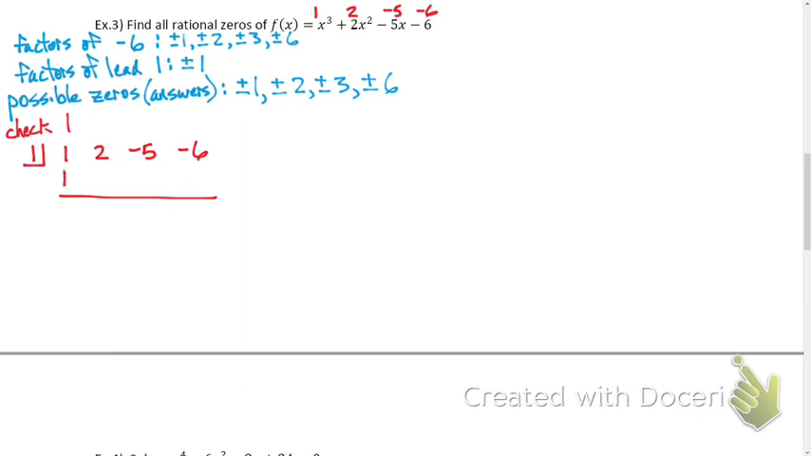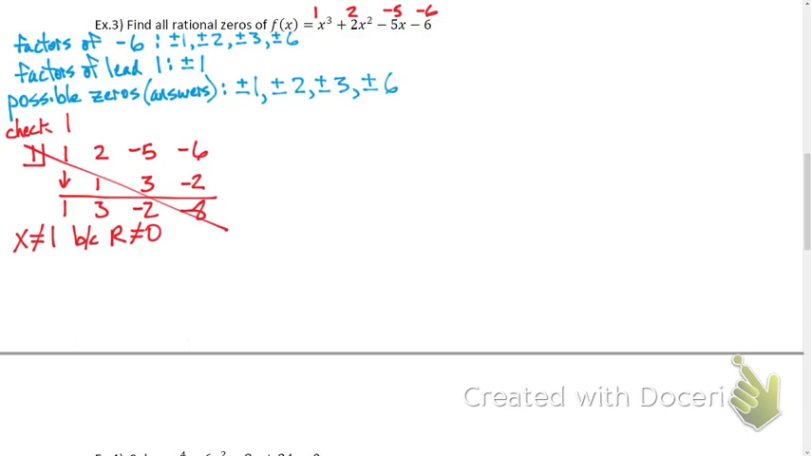All right, we're ready. So the 1 drops down. We get a 3. Get a 3. And looks like we are not going to get a 0 remainder. So that means x is not 1 because the remainder is not 0. All right? So what I typically do the moment I see I'm not going to get a remainder of 0 is I just cross it out.